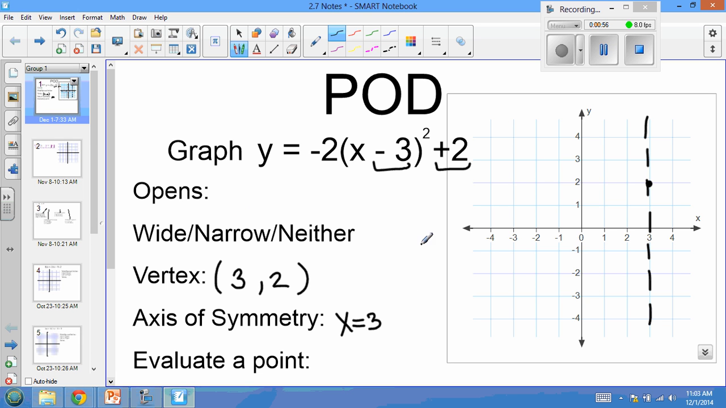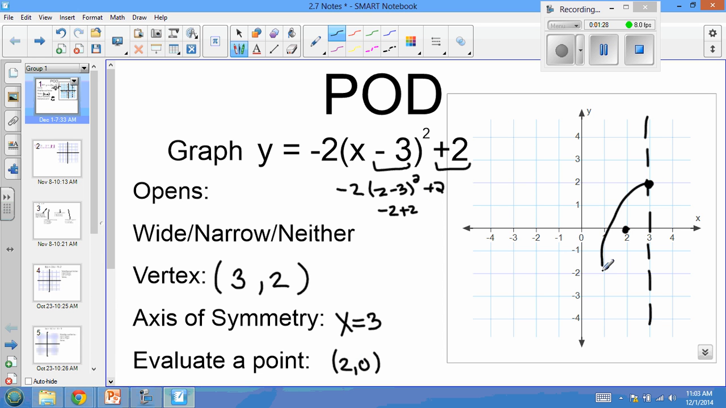Okay, so to get another point on my graph, we just want to pick a number close to our line of symmetry. So you can either pick 2 or 4. So I'm going to pick 2. So wherever I have an x, I'm plugging in 2. So I have (2 - 3)^2 times -2 plus 2. So we still want to follow our order of operations. So 2 minus 3 is -1, squared is 1, times -2 is -2, plus 2, which gives me 0.